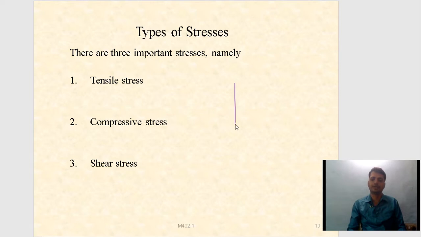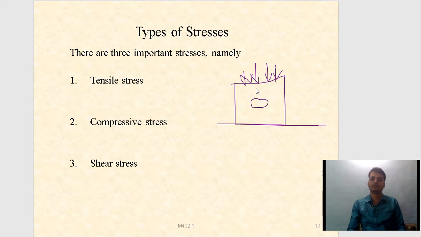Compressive stress. See, every material has some stresses. If you apply a load on different places, it has different stresses. See, the same material applied on a brick. This is a brick. I want to break this brick. So if I apply a load, definitely some cracks will take place. This is called compressive stress.